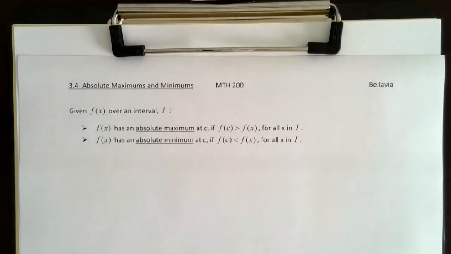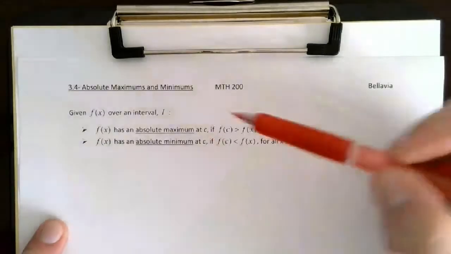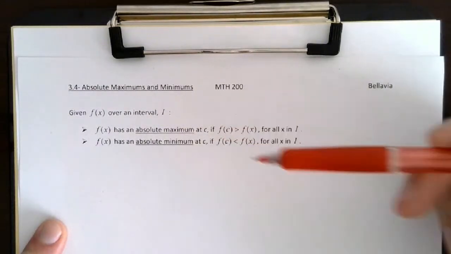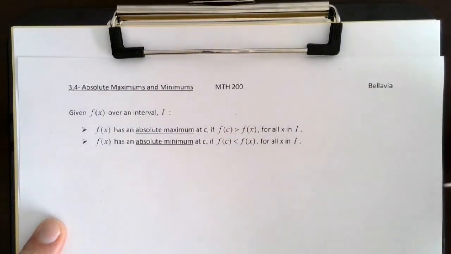This video is on finding absolute maximums and absolute minimums for a function. We'll start off by just taking a look at what defines it as a maximum or minimum, or an absolute maximum or an absolute minimum.